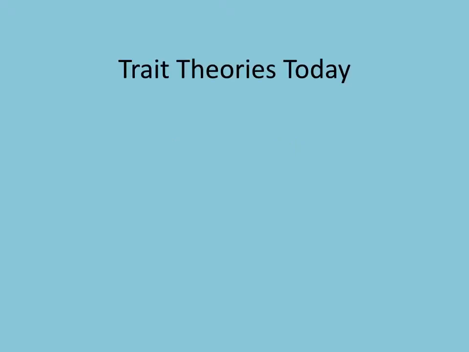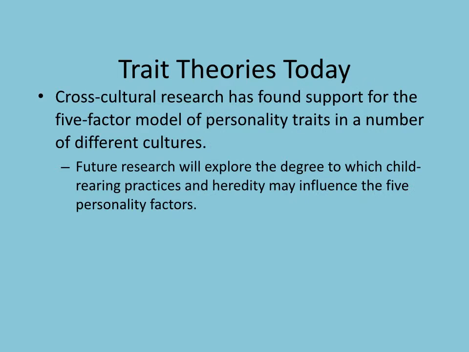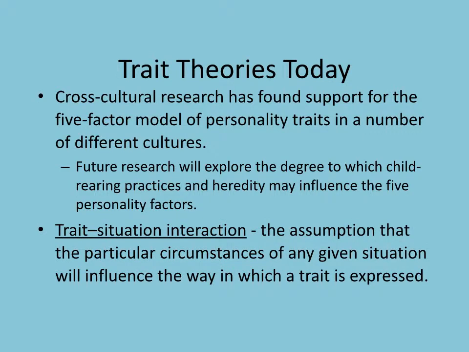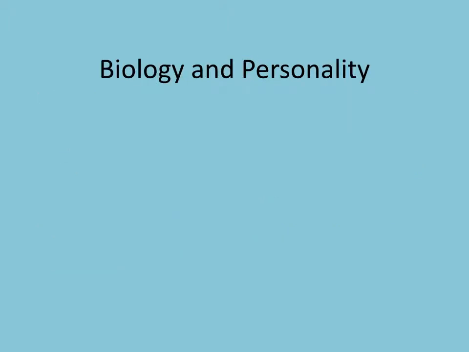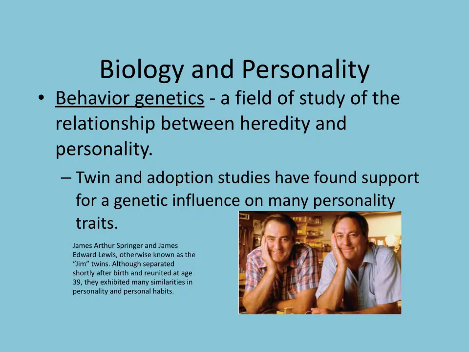When we ended personality 1, we started talking about traits and trait theorists, and one of the big things is that cross-cultural research has found the 5-factor of personality traits in a number of different cultures. So our cultures are not isolated, and we are shaped by the people who surround us. We also see a lot of trait-situation interaction, which is the assumption that the particular circumstances of any given situation will influence the way in which a trait is expressed. Essentially, depending on whatever situation we're in, it will dictate how the trait is expressed.